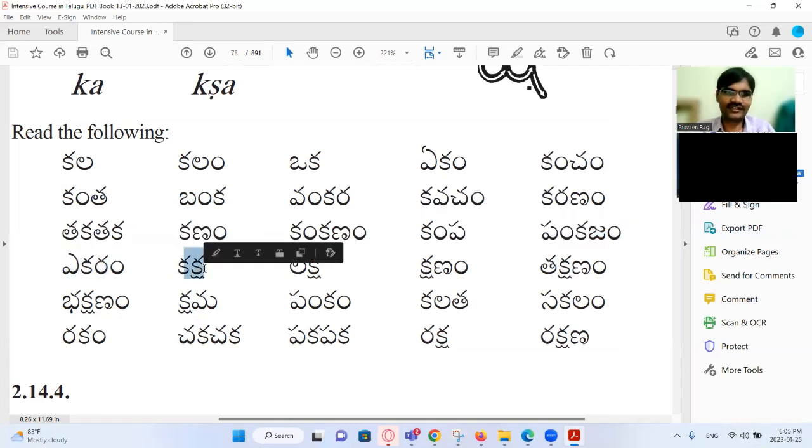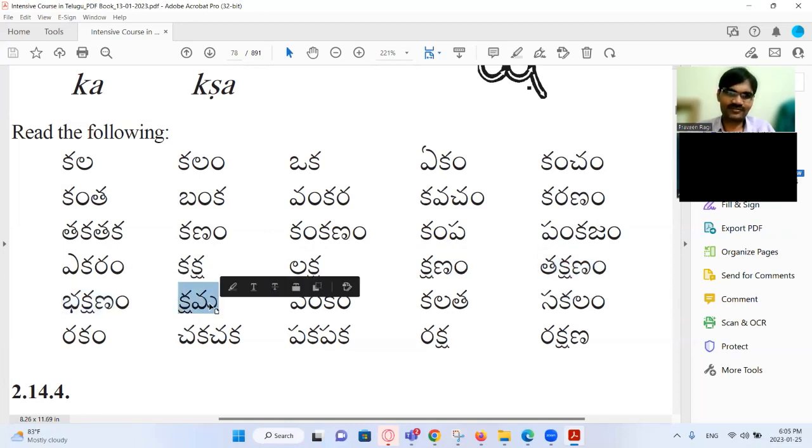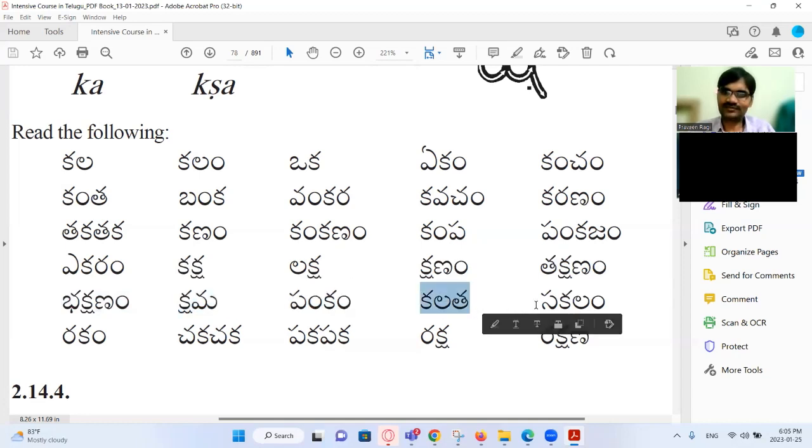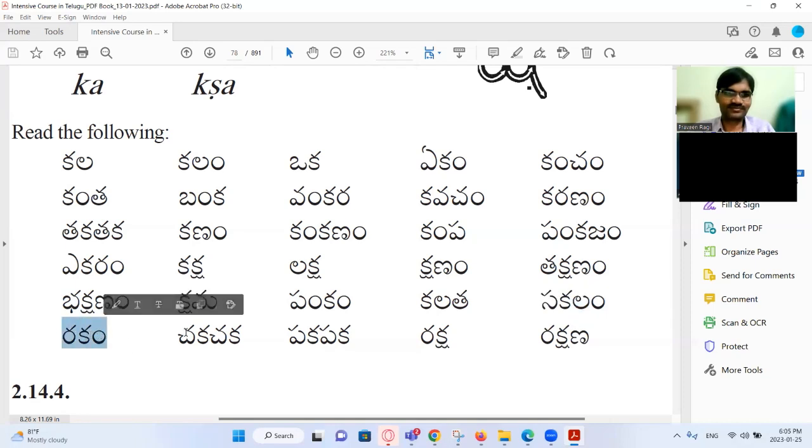ekaram, Okay. kaksha, Okay. laksha, kshanam, Channam. takshanam, Okay. Takshanam. bhakshanam, Bhakshanam. Okay. kshama, pankam, Okay. kalata, sakalam, Sakalam. rakam, chakachaka, pakapaka, Paka paka, okay. raksha, rakshana. Raksha, Rakshana, okay. Let me give you the meanings for some of the words.